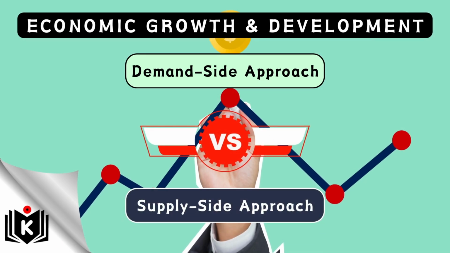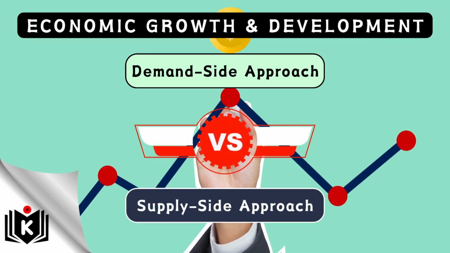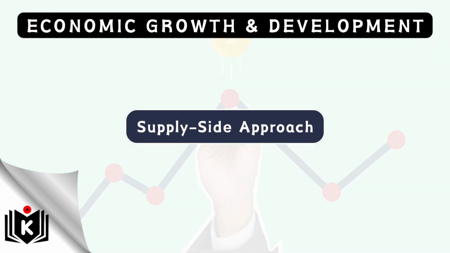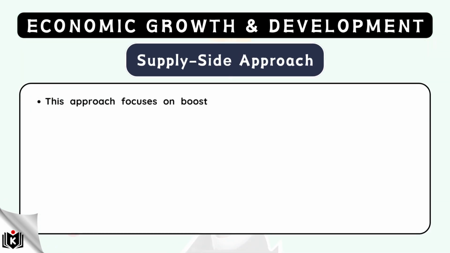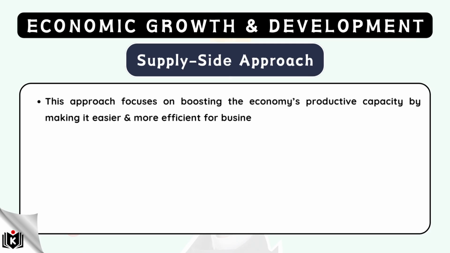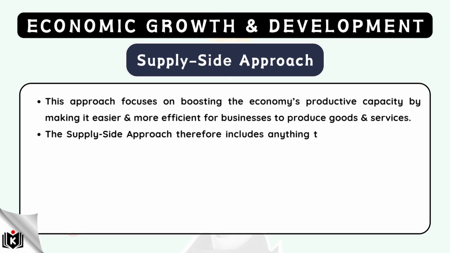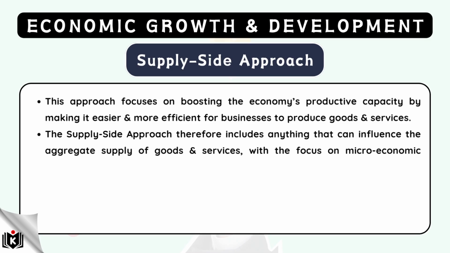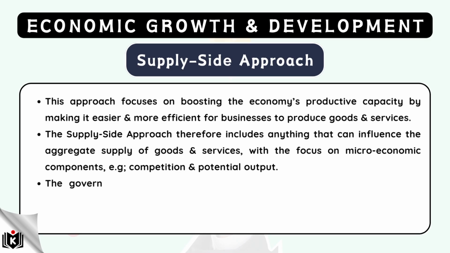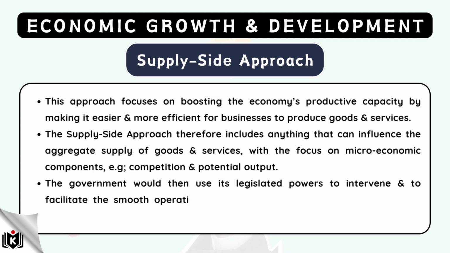Having discussed how the demand-side approach works, and its policies, let's now discuss the supply-side approach. This approach focuses on boosting the economy's productive capacity by making it easier and more efficient for businesses to produce goods and services. The supply-side approach therefore includes anything that can influence the aggregate supply of goods and services, with the focus on microeconomic components. For example, competition and potential output. The government would then use its legislated powers to intervene and to facilitate the smooth operation of markets in order to stimulate growth and development.